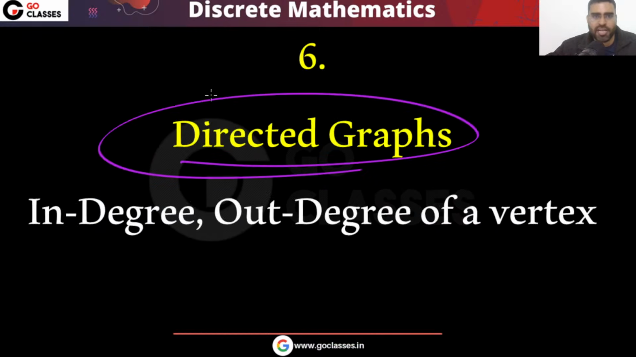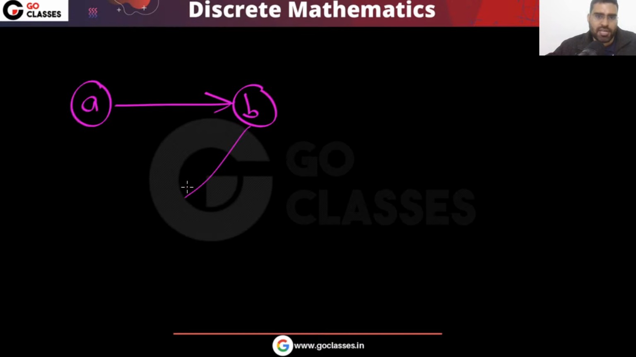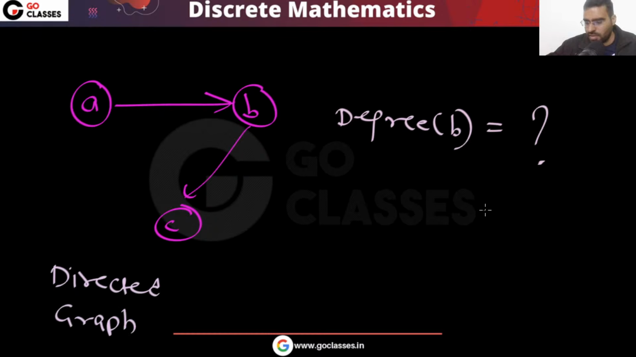Now let's quickly see about directed graph. In a directed graph, tell me what is the degree of this. Like if I give you a directed graph A, B, C, what is the degree of B? You can notice this is a directed graph. In this directed graph, what is the degree of B? The answer is nonsense.